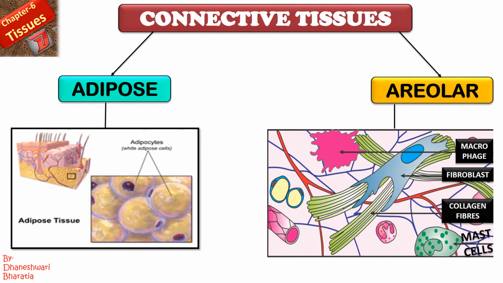Here I have tried to show you the figure of areolar and adipose tissue. Okay, these are the fat globules. Now here if you see, this is the macrophage, this blue color is fibroblast present in the areolar, these are the collagen fibers, this greenish shade, and this is the mast cells present in the areolar tissue.